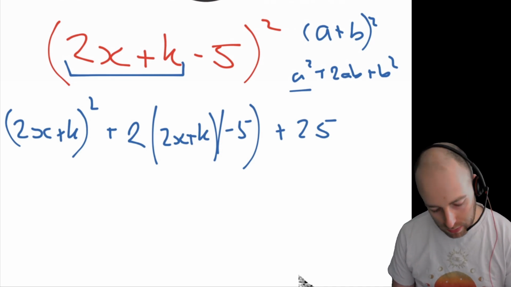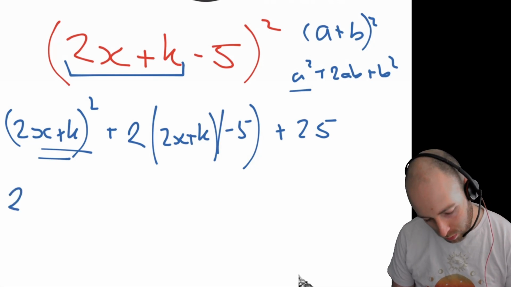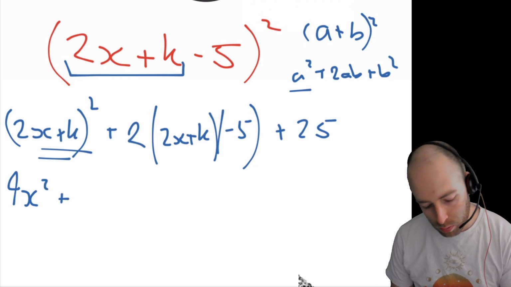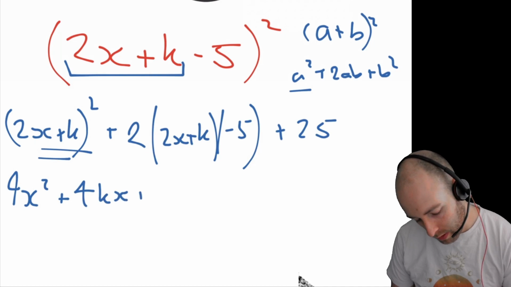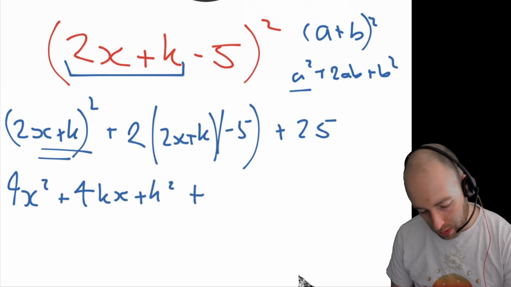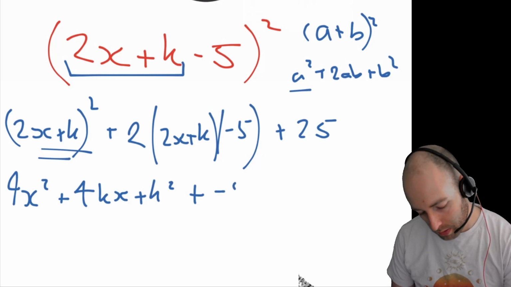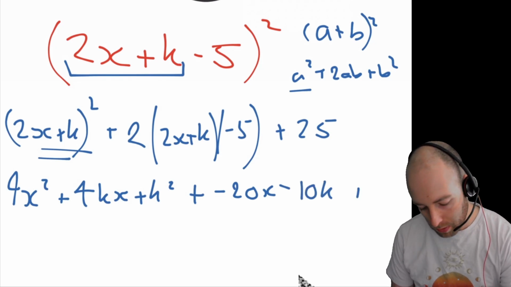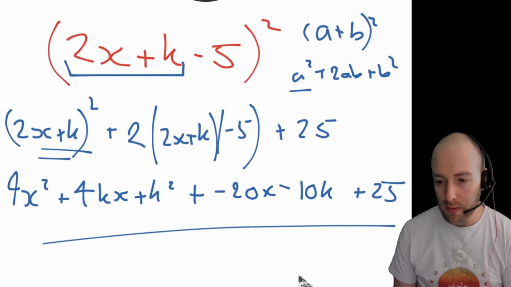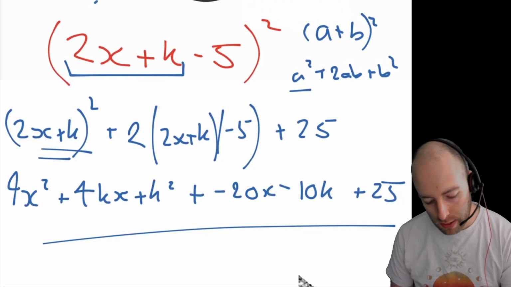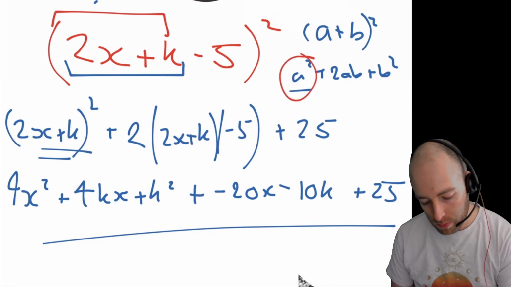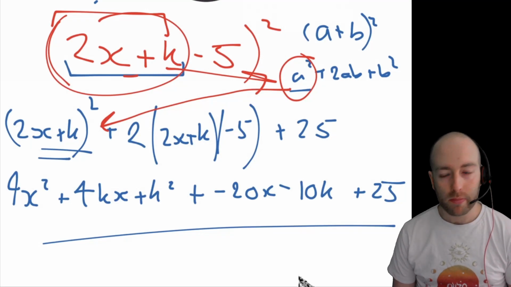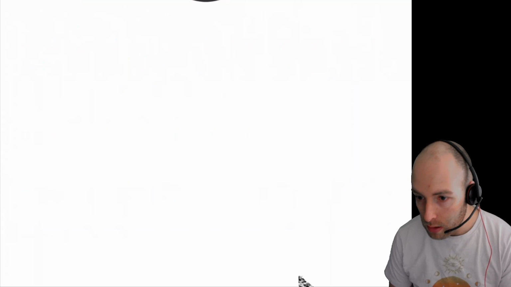Then I went down a step, expanded the first bracket. I know that's quadratic as well, so we get 4x squared plus 2 times k, so that's going to be 4kx plus k squared. Next bracket, plus minus 5 times 2 is minus 10, so we get minus 20x, and then minus 10k plus 25. And then you just simplify it after that. So that's what I did. Treated that as two bits for a, which then squared like that. Hopefully that makes sense. Cool.